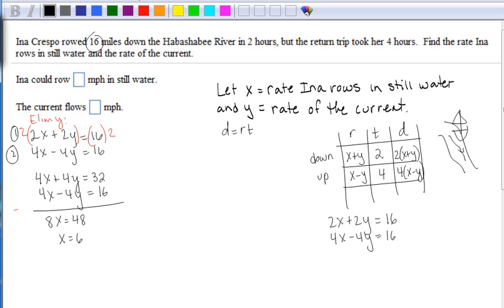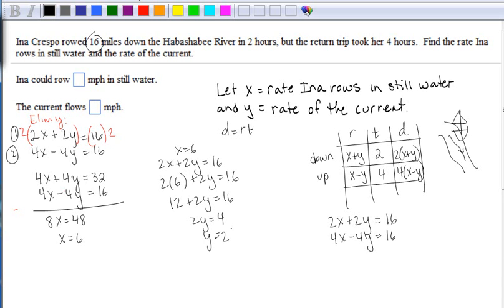To find the y, I need to plug this into any one of the equations. I'll use this first equation, either one. The first one looks nice and easy, and if I plug in x is 6, what do I get? 2 times 6, and that becomes a 12. We're going to subtract 12 from both sides and get 2y equals 4. Divide both sides by 2, and you get y equals 2.